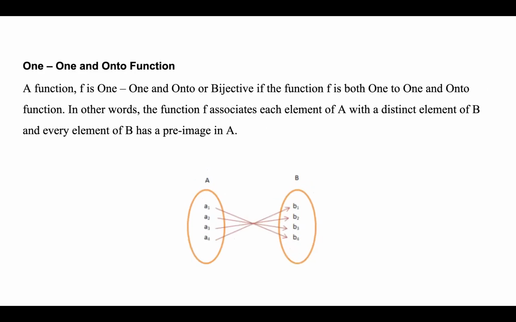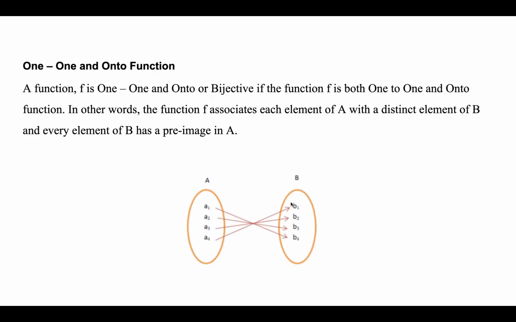Next type is one-to-one and onto. If both are there, one-to-one and onto, then that function is known as bijective function. A function f is one-to-one and onto, or bijective, if the function f is both one-to-one and onto. In other words, the function f associates each element of A with a distinct element of B, and every element of B has a pre-image in A.